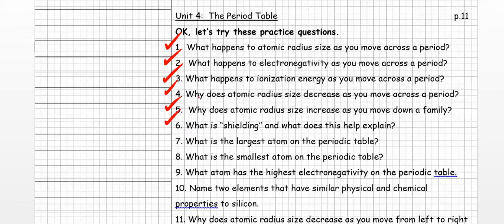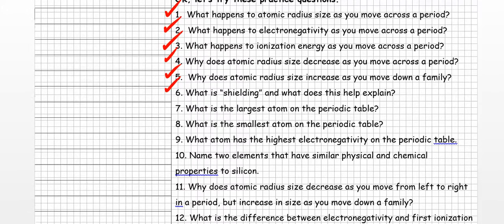That's number 6. Number 7, what's the largest atom on the periodic table? That's pretty straightforward. It's the one that's lowest and to the left. It's francium. Okay, so francium would be the largest atom on the periodic table. What is the smallest atom on the periodic table? Well, you go to the opposite end, up and to the right. So it would be helium. Helium would be the smallest atom on the periodic table.